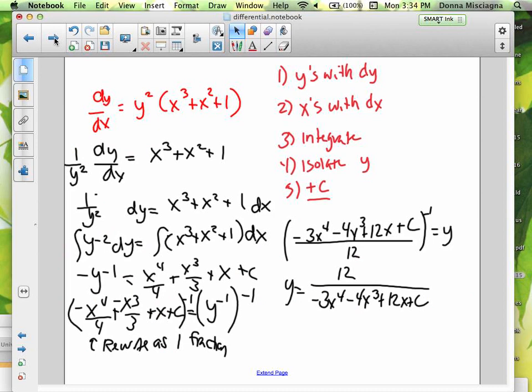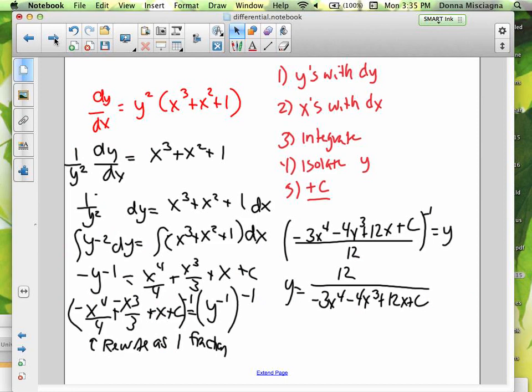So we have the integral of y to the negative 2 dy equals the integral of x cubed plus x squared plus 1 dx. And so the exponent will increase by 1. We've got y to the negative 1 divided by negative 1 equals x to the 4th divided by 4 plus x cubed divided by 3 plus x plus our constant. And now this is easy to isolate.